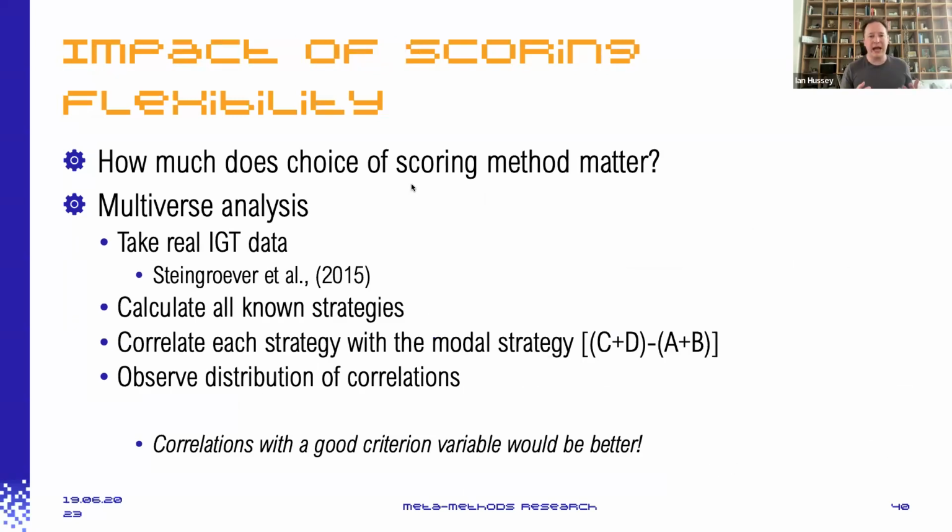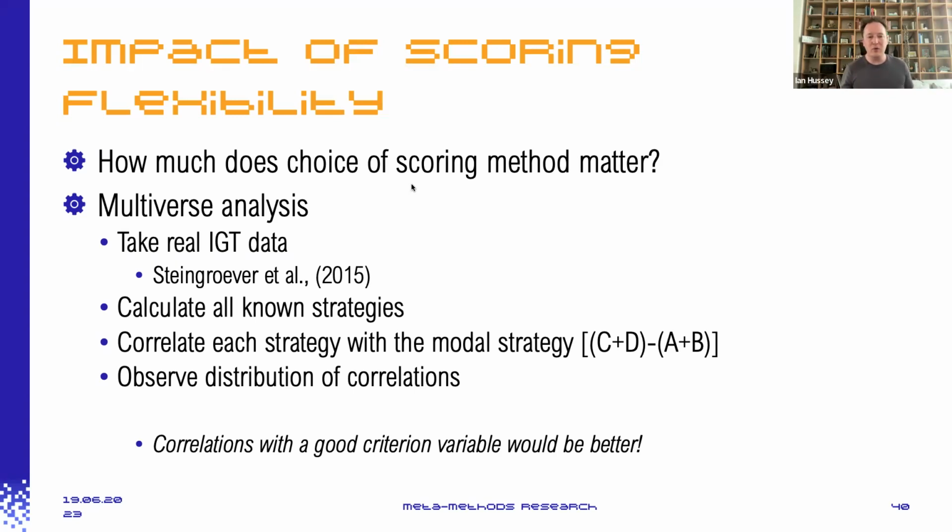This raises the question of how much this scoring method matters. Because imagine these strategies produce scores that are so highly correlated that it doesn't matter too much. This is a quantitative question. In order to answer this, we have constructed a multiverse analysis where I take real IGT data from real participants. I calculate all known strategies that we find in our sample, and then I correlate all of those strategies with the modal strategy in order to observe a distribution of correlations.